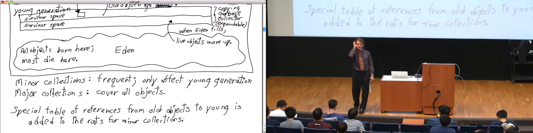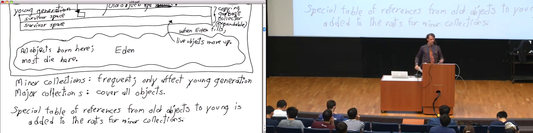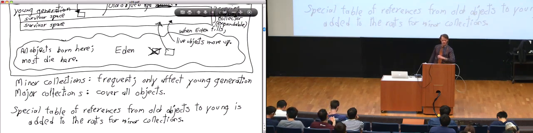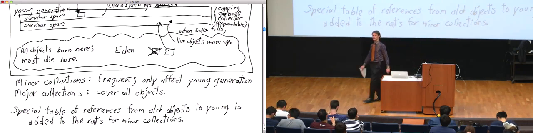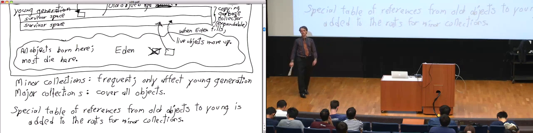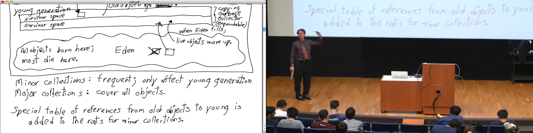I'm sorry, can you speak louder, please? Objects in Eden, the very first minor garbage collection, an object in Eden is either garbage and dies immediately, or it is live, and if it's live, it immediately moves up to the survivor space on the very first garbage collection that it survives. Does that answer your question? You could say that. It's like a copying garbage collector that only goes one way. Nothing ever moves back down into Eden once it's left Eden.